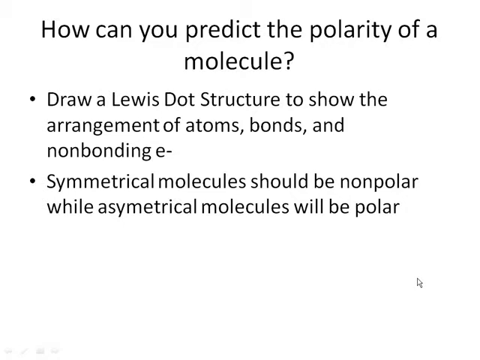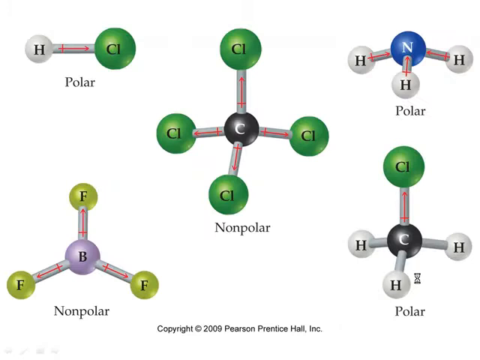We've talked about how to decide whether bonds are polar based on these electronegativities, but how do you decide, going from just a single bond to the whole molecule, whether it's polar? Well, draw a Lewis dot structure and then look at that arrangement of atoms and bonds and non-bonding electrons. Molecules that are symmetrical will be nonpolar, while molecules that are not symmetrical will be polar. Let's look at some examples.